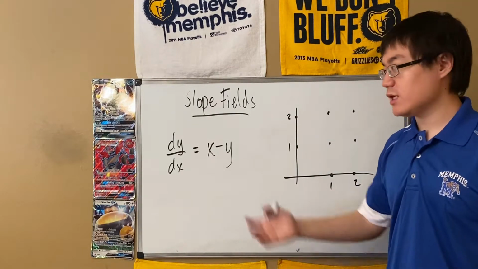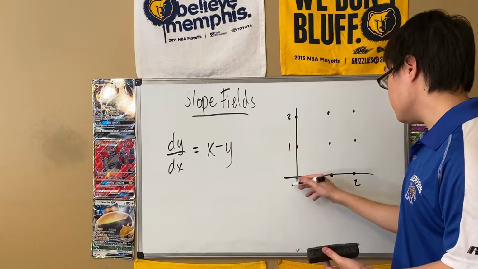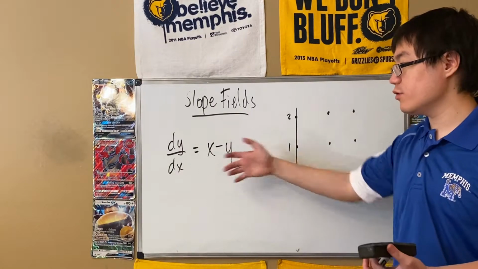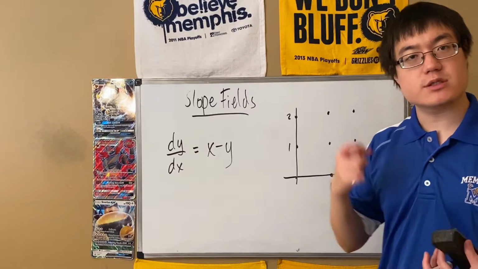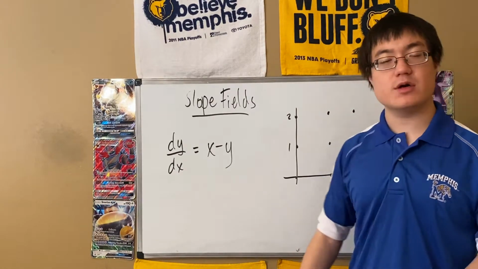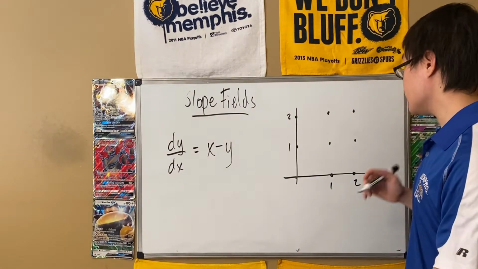What's going to happen is that you're going to take this given differential equation, and at each of these 9 dots, 1, 2, 3, 4, 5, 6, 7, 8, 9, we're going to plug that point into the differential equation. We're going to get a slope, and then we're going to draw a little line segment that has that slope. Keep in mind, of course, that we have the x's and y's, so that's why we have 2 coordinates. So let's try to do this.